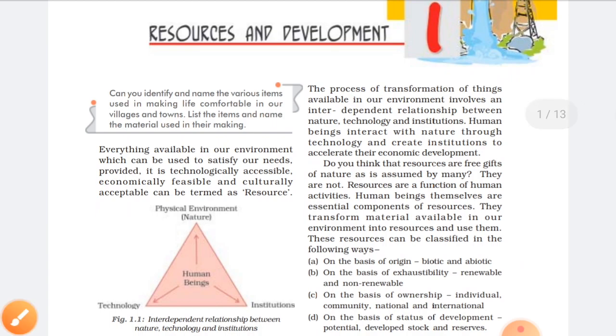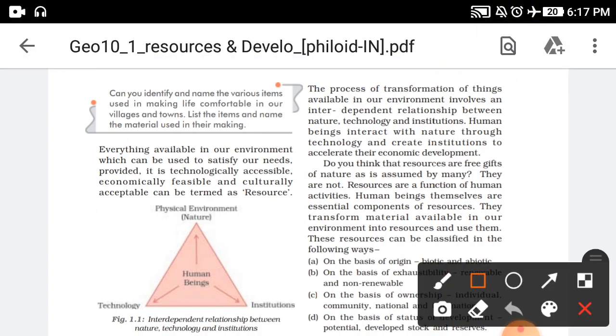Now, what do you mean by resources? So this is the definition of resource. Everything available in our environment which can be used to satisfy our needs, provided it is technologically accessible, economically feasible and culturally acceptable, can be termed as resource. Alright guys, this is the definition of resource. Keep that in your mind.